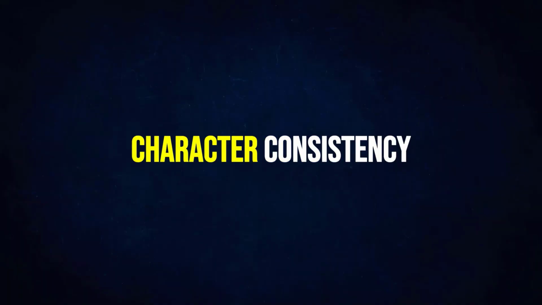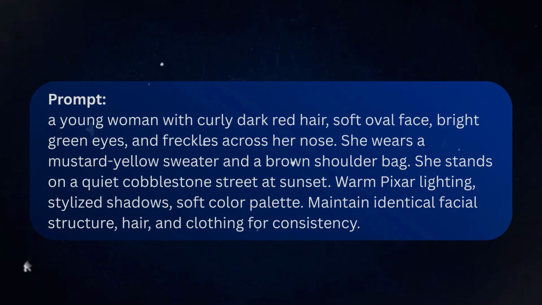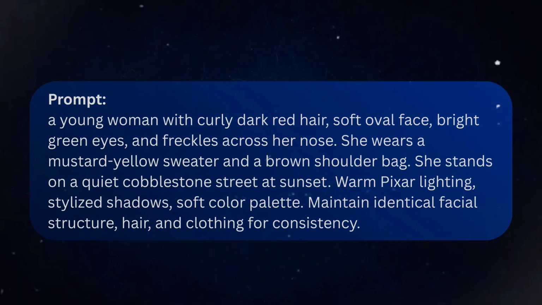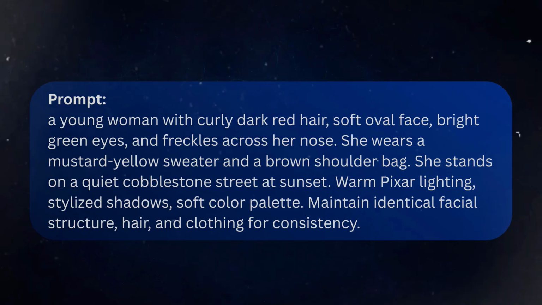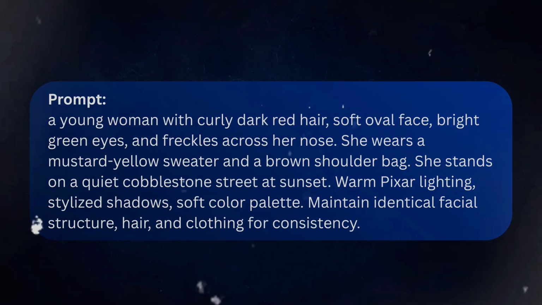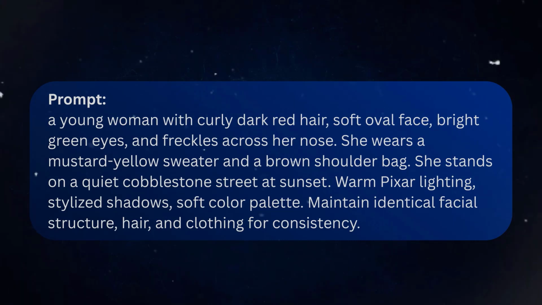To check the character consistency, I used this prompt. A young woman with curly dark red hair, a soft oval face, bright green eyes, and freckles across her nose. She wears a mustard yellow sweater and a brown shoulder bag. She stands on a quiet cobblestone street at sunset. Warm Pixar lighting, stylized shadows, soft color palette. Maintain identical facial structure, hair, and clothing for consistency.